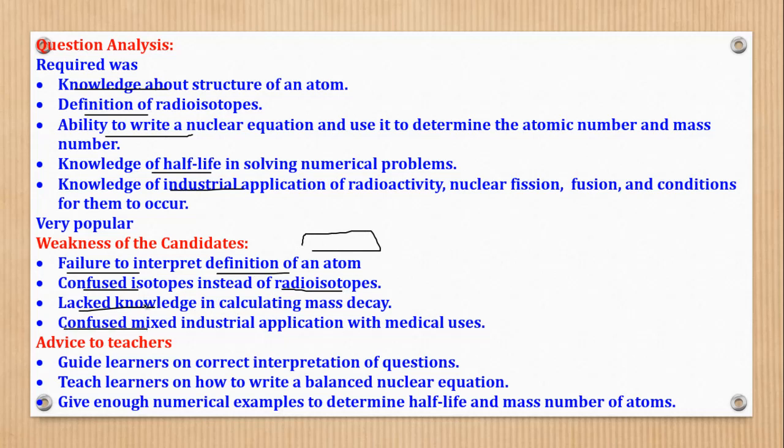Then confused or mixed industrial application with medical application. So the question was specific, they want industrial. Then advise, guide learners on correct interpretation of questions. Teach learners on how to write balanced nuclear equations. And give enough numerical method examples to determine half-life and mass number of atoms.